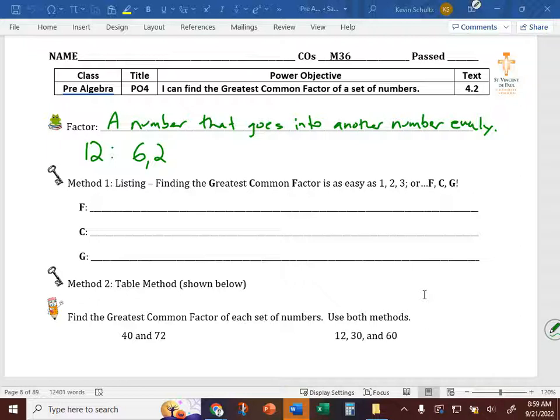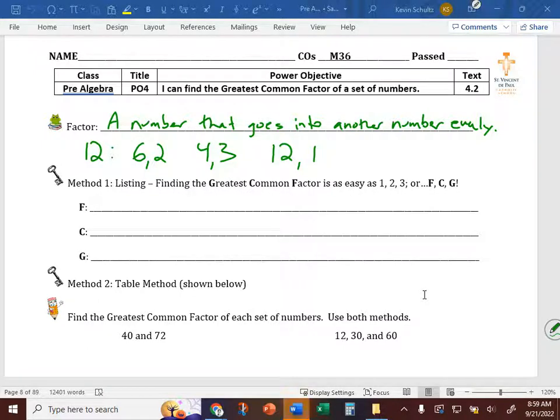4, and what does 4 buddy with? What's 4's buddy? 3, right? 4 times 3, or 3 times 4, that's a factor pair of 12. And what is the third and final factor pair of 12? Yes, 12 goes with 1, right? 1 is a factor of every number because 1 goes into everything.